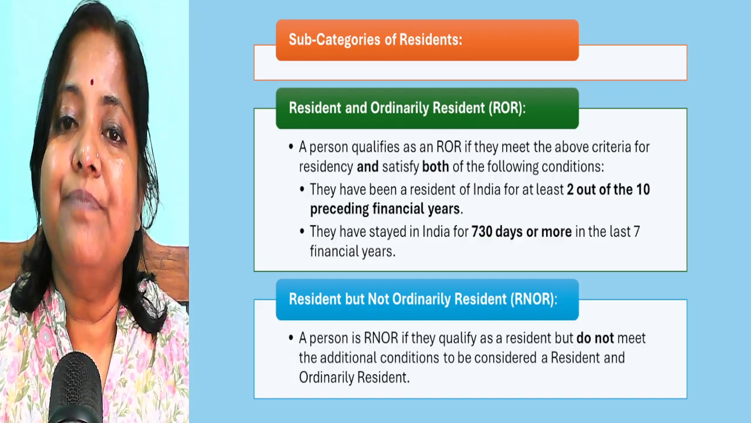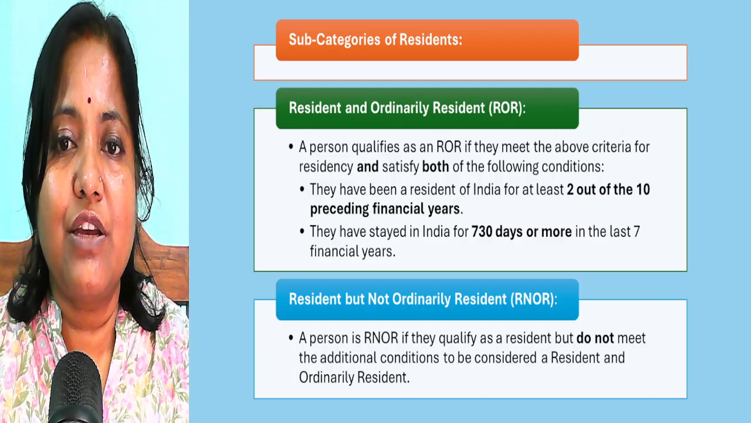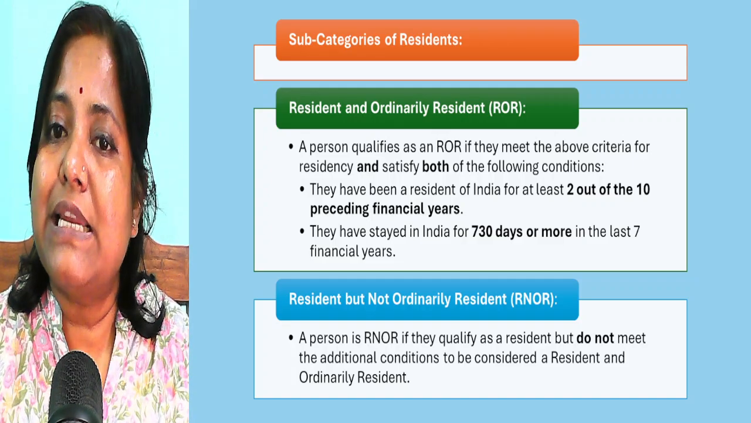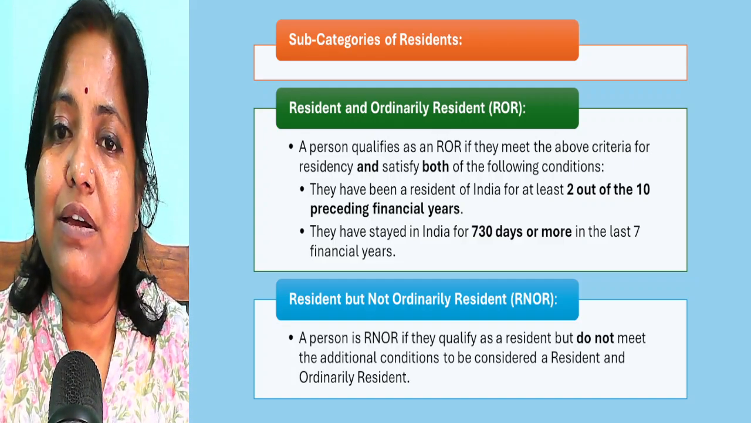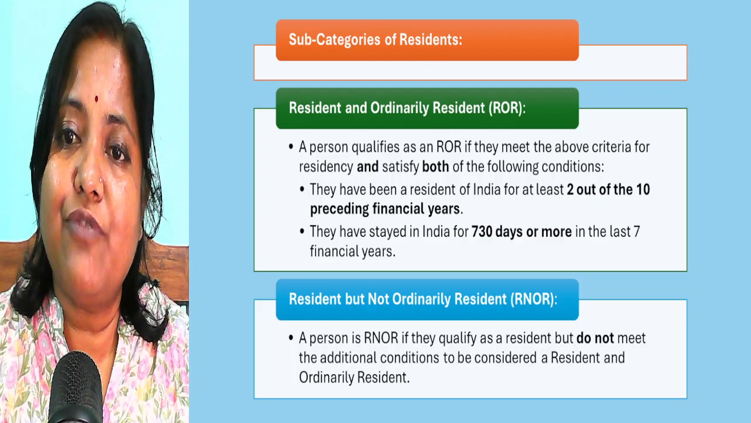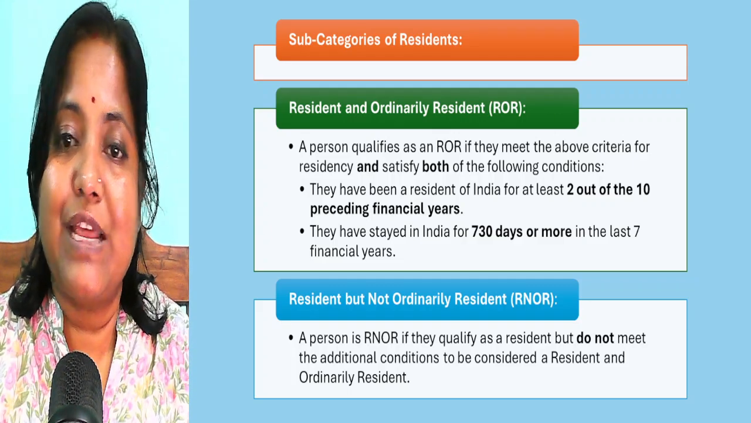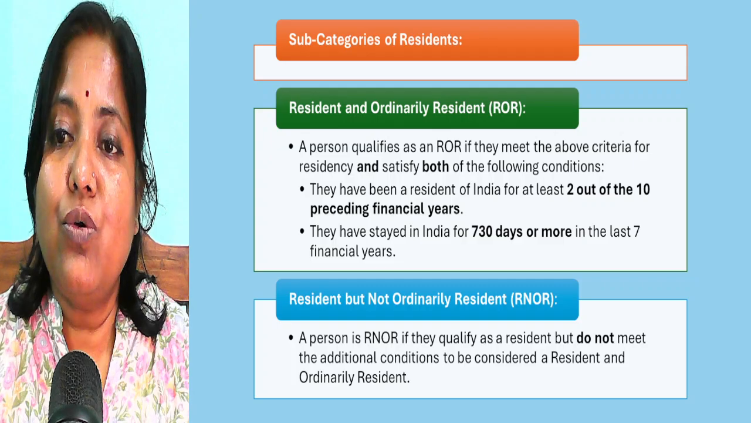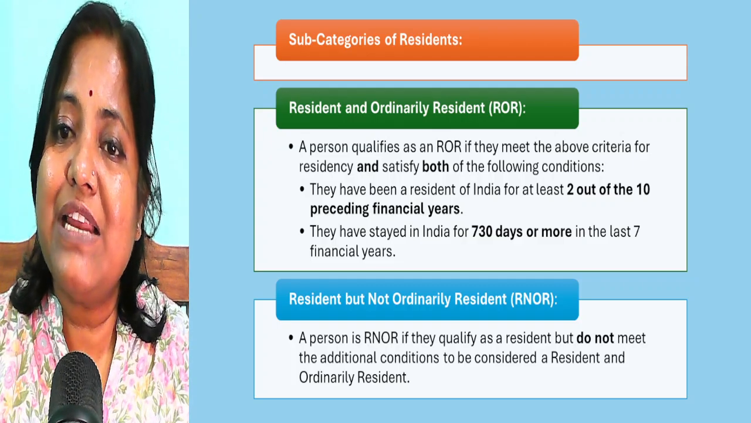If a person, along with qualifying the conditions for becoming a resident, satisfies both of the following conditions. What are the conditions? They have been a resident of India for at least 2 out of the 10 preceding financial years. Okay, out of the 10 preceding financial years, he has been staying in India for 2 years.